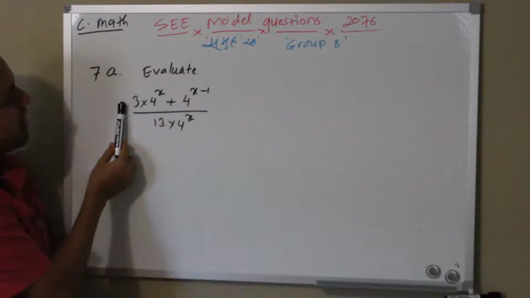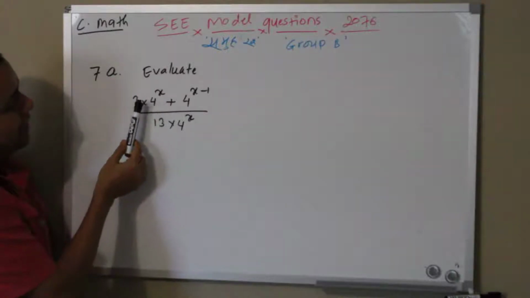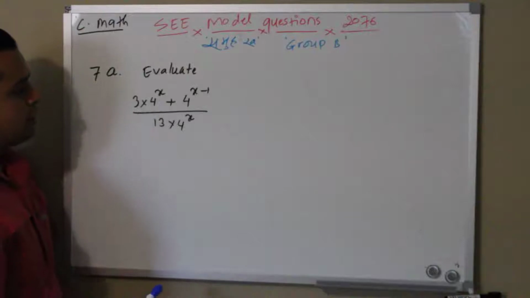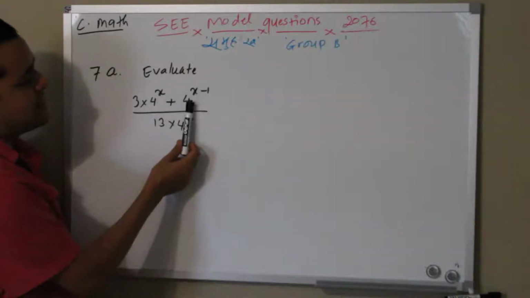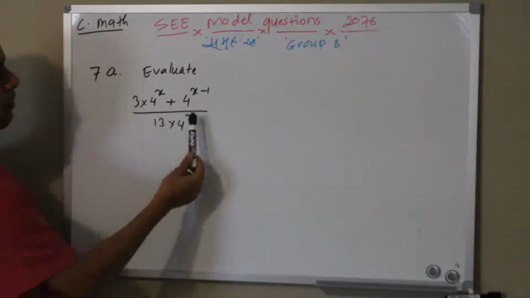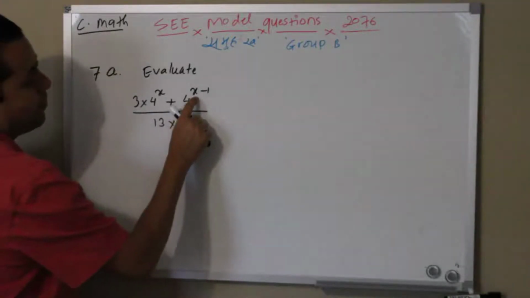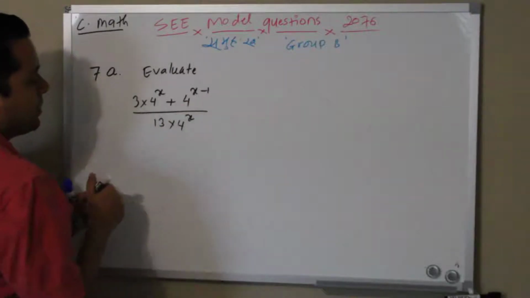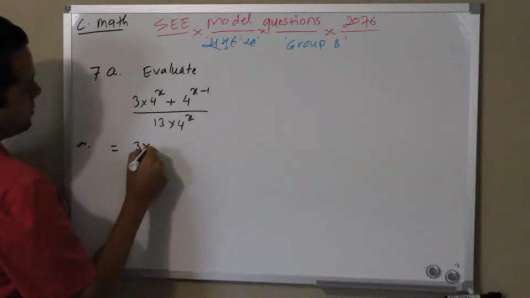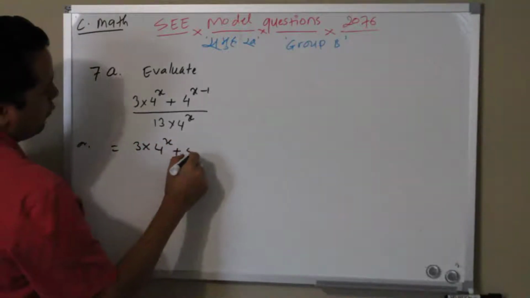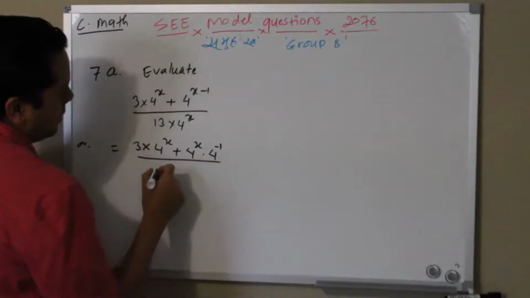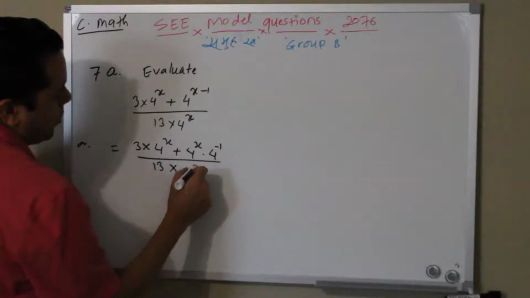If I can take a common down here, then I can eliminate 4 power x from up and down. But the problem is we do not have exactly 4 to the power x here. But what we have, law of indices says, if you have a power and add, we can separate them, right? So I can write down this 3 times 4 to the power x plus 4 power x times 4 power negative 1 over 13 times 4 to the power x.